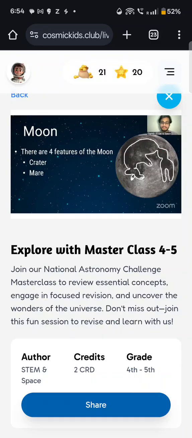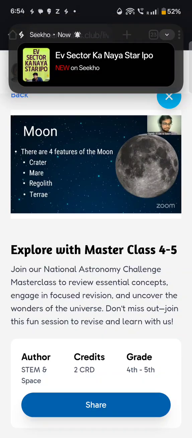Right. Then after mares, we have another feature called regolith. What's regolith? Regolith is just the soil of the moon. The whole moon is covered with soil. That soil is called regolith, and it is a very fine soil, talcum powder fine, not like the soil of Earth. Right?